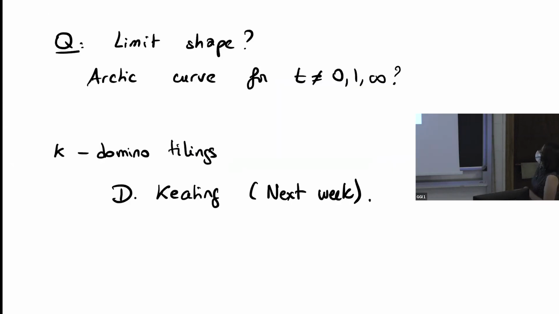And basically, we don't understand too much, except for T equals 0, 1, or infinity. T equals 1 is just no interaction, so it's just a normal case. And on Monday, David will tell you how you can do these things now with K domino tilings. So I'm going to stop here, and I thank you for your attention.